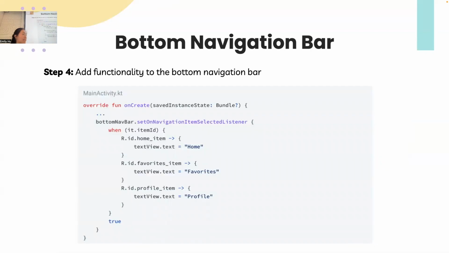And then step 4 is after you draw out your bar, you want to add functionality to the bottom navigation bar. So what we have is a when, and a when is just like an if statement, but simplifying it, I guess. So then you have multiple cases. If your home item gets clicked, then it'll show up. In this case, it's just different text, but in other cases, it can inflate a different fragment. So in this case, if you click the home item, then it'll show home, and then favorites and then profile.